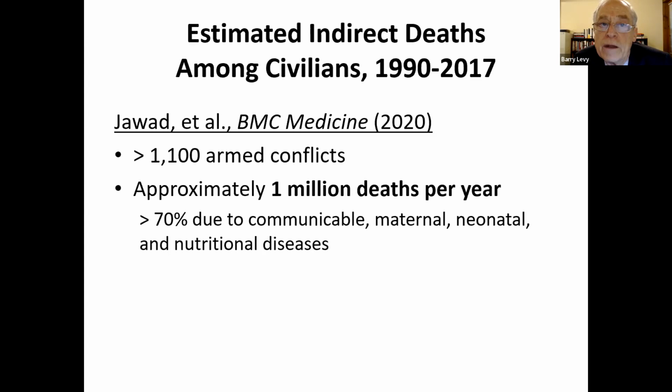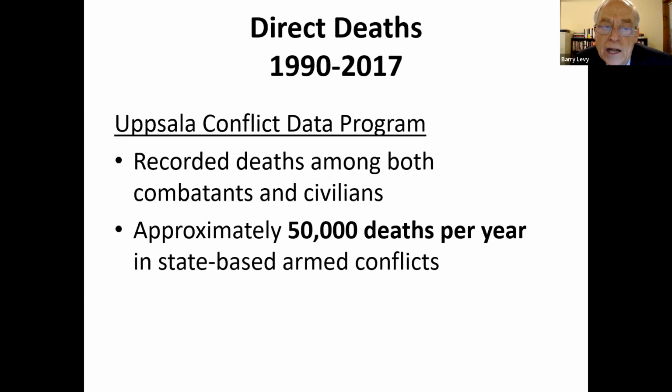Now, this was an estimate, but it was an estimate of the indirect deaths, more than two-thirds of which, more than 70% actually, were due to communicable diseases, maternal and neonatal diseases, and nutritional diseases. In contrast, the Uppsala Conflict Data Program verifies and records deaths, both among combatants and civilians, on an ongoing basis. But if you look at the data for the same 28-year period, they found about 50,000 deaths a year, actually a little bit less. And that's among both civilians and combatants.